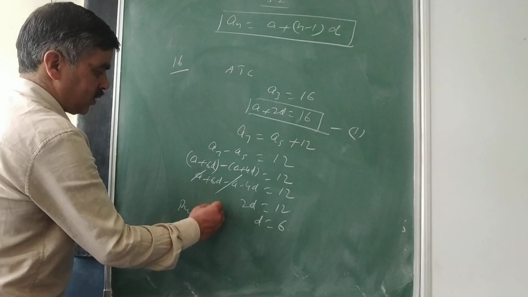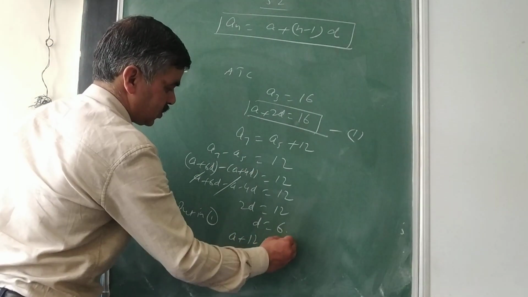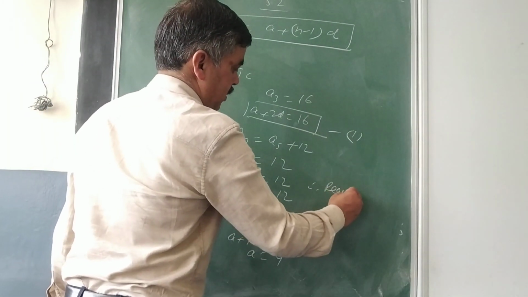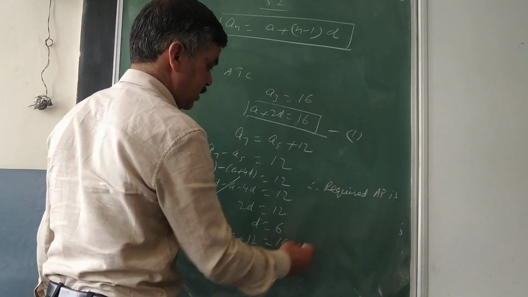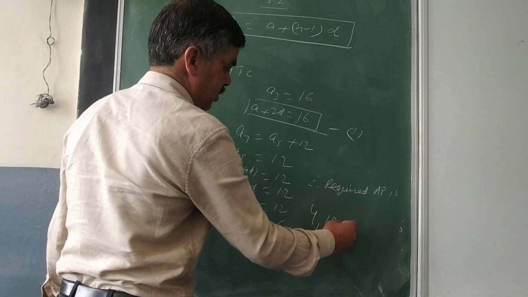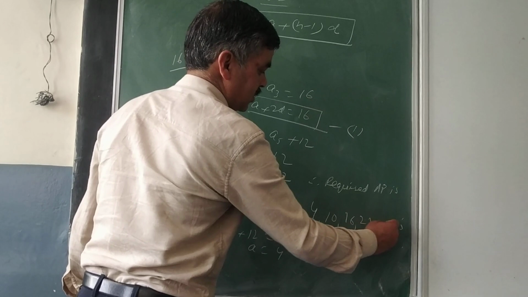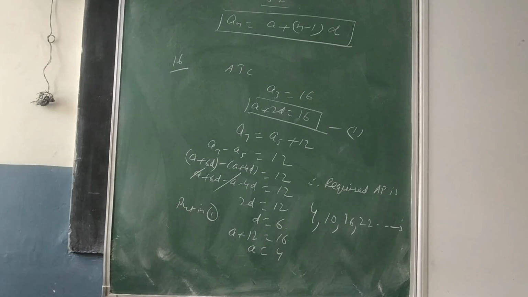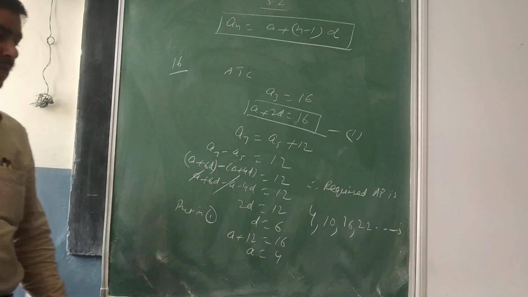So I am getting D is equal to 6, putting in 1. If you put it in 1, you will get the value of A. A plus 2 into 6, that is 12, is equal to 16. So A is equal to 4. Therefore you can write your answer. Required AP is, A is 4, D is 6. So the first term will be 4, then 4 plus 6 is 10, 10 plus 6 is 16, 16 plus 6 is 22 and so on. So 4, 10, 16, 22 and so on will be the required AP.